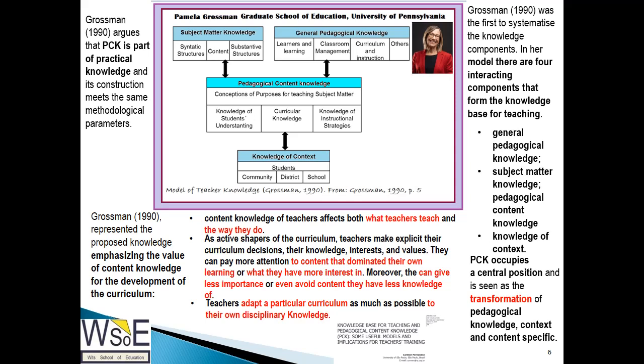So just there are her general knowledge bases that interact. What's important here is the transformation, and that your content knowledge, your general pedagogical knowledge, and knowledge of your context get transformed as you plan for teaching. And just remember that in the Grossman model, if you don't have subject matter knowledge, it's very difficult to develop PCK. So subject matter knowledge was central in her model.